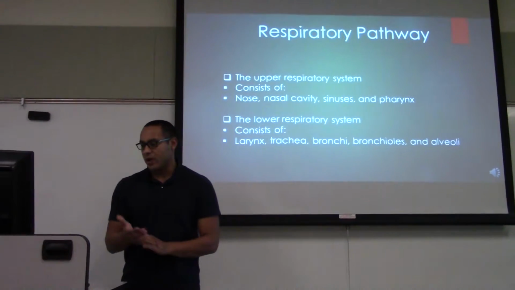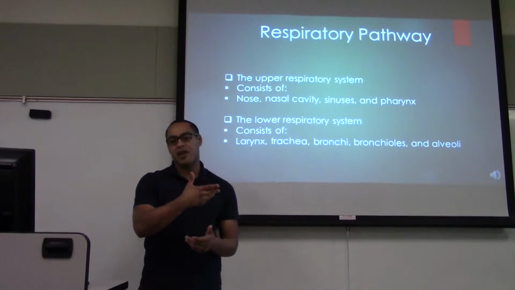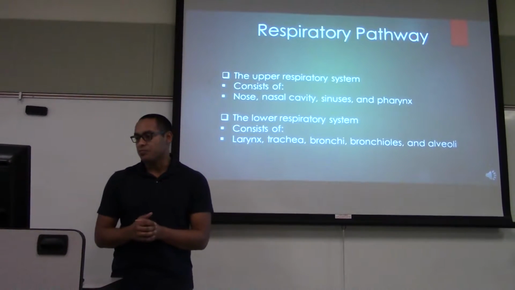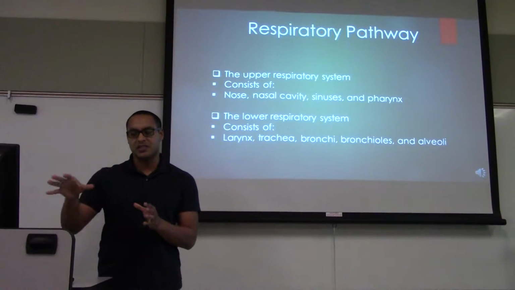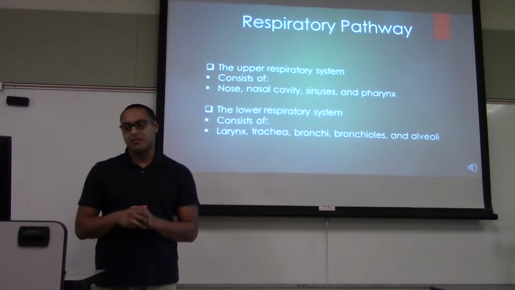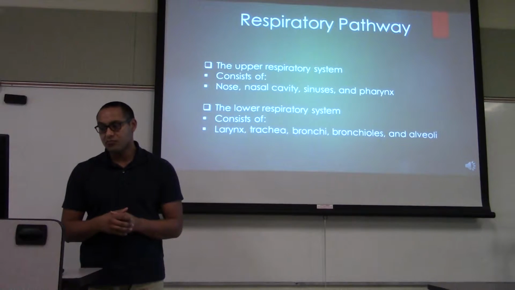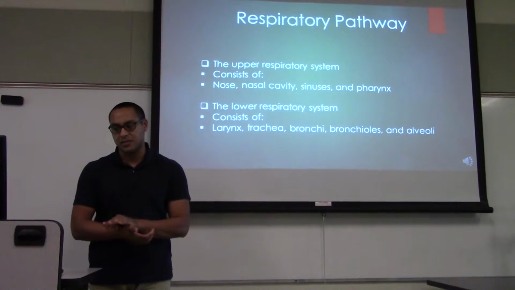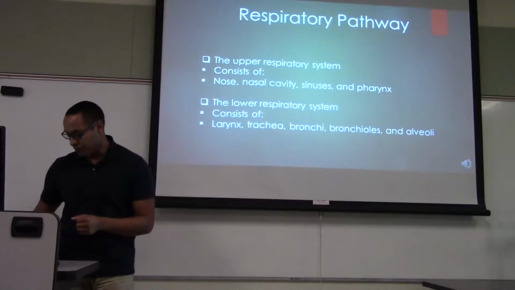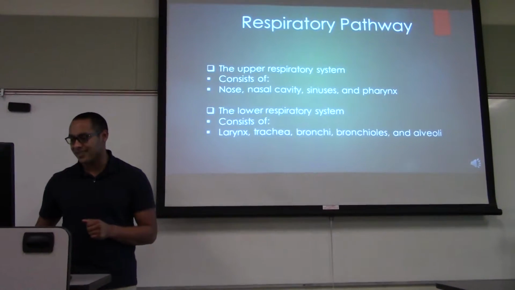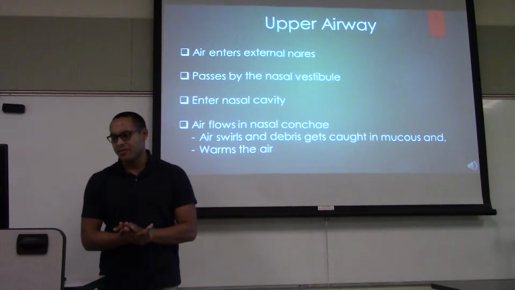Okay, this slide just shows how air flows through the upper airways. The upper respiratory system consists of the nose, nasal cavity, sinuses, and the pharynx. And the lower respiratory system consists of the larynx, trachea, bronchi, bronchioles, and the alveoli. They all work in unison together, so it's good to know how they work and why they're there.